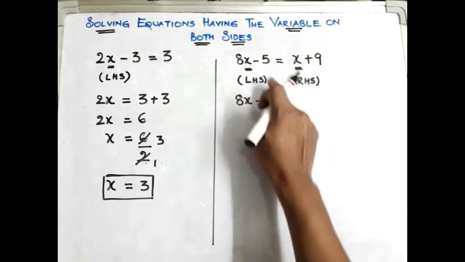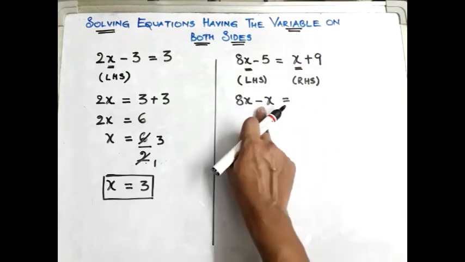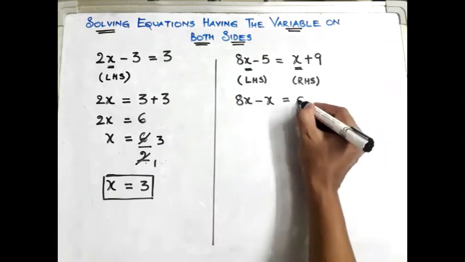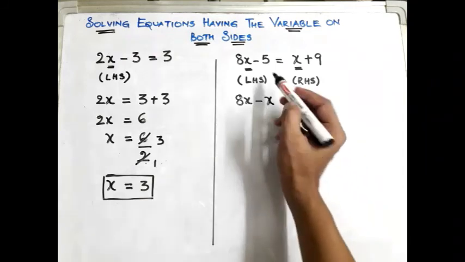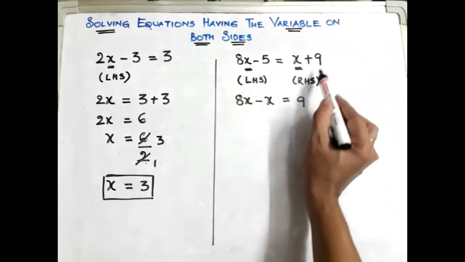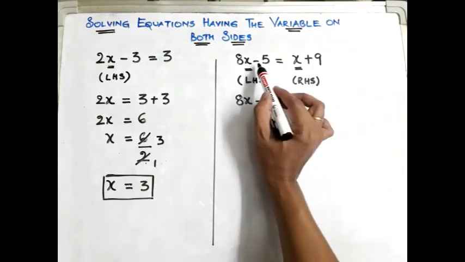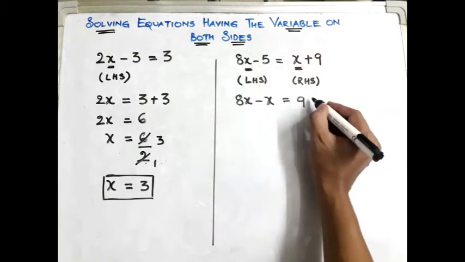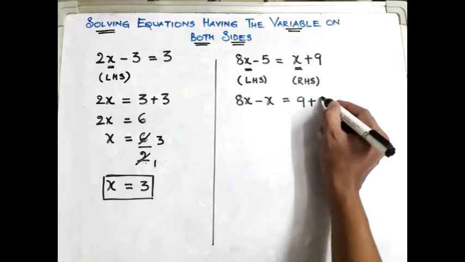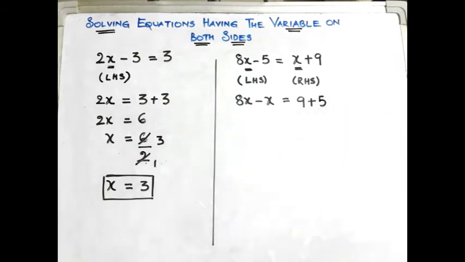If we transpose this plus x to the other side and make it minus x, what we are left with is 9. So the like term for the 9 is minus 5, which is on the LHS. So minus 5, if we transpose it to the other side, it will become plus 5. Hope you are clear.